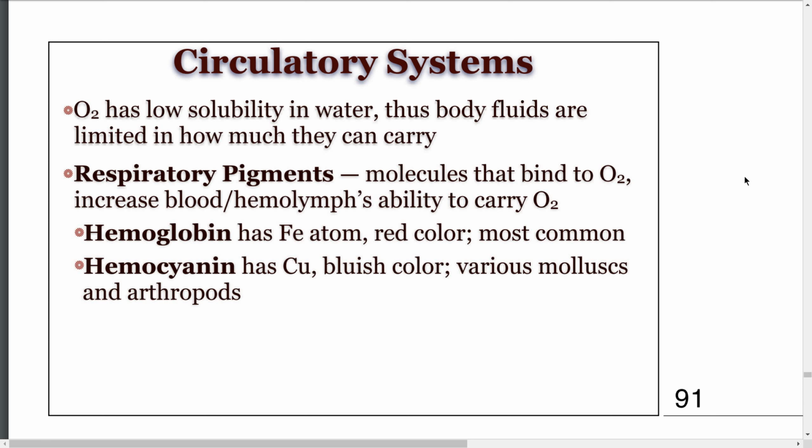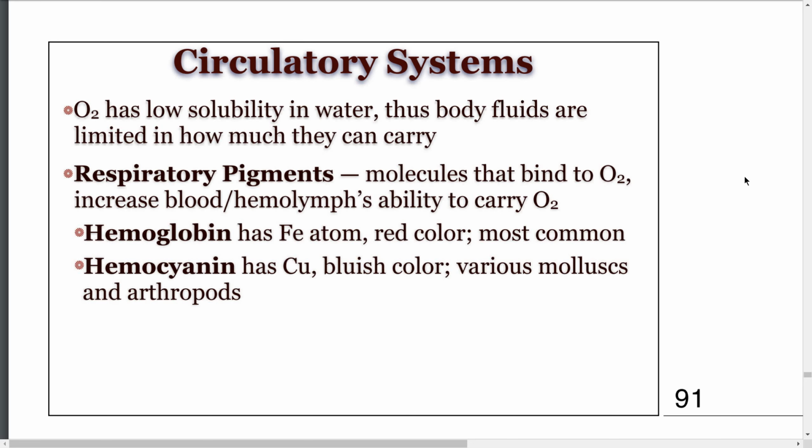There are some other respiratory pigments. The second most common is hemocyanin, and that has copper as a base rather than iron, and that imparts a somewhat bluish color, although you usually don't find ones that are very bright blue. Hemocyanin is found primarily in things like mollusks and arthropods. There are actually some other respiratory pigments as well, beyond those two, but they're fairly rare and we're not going to worry about them. These are the sort of big two. For animals that use respiratory pigments, it's usually either hemoglobin or hemocyanin.